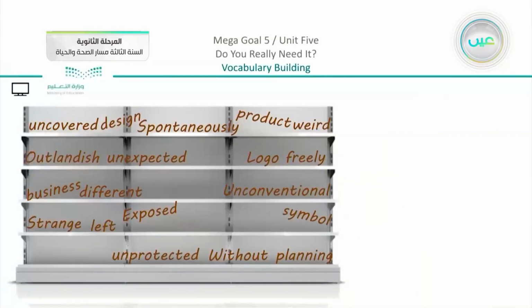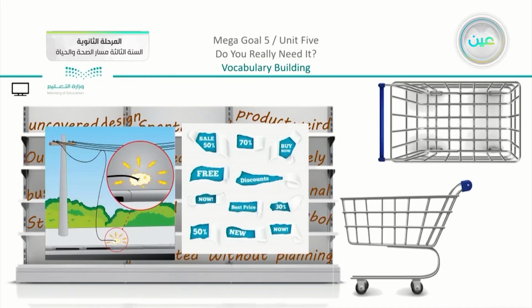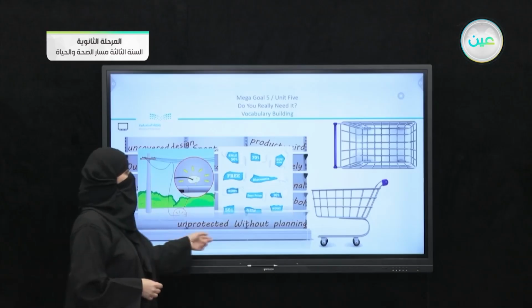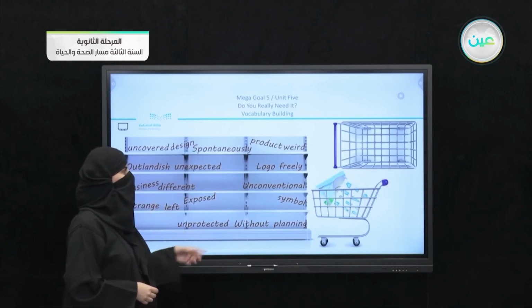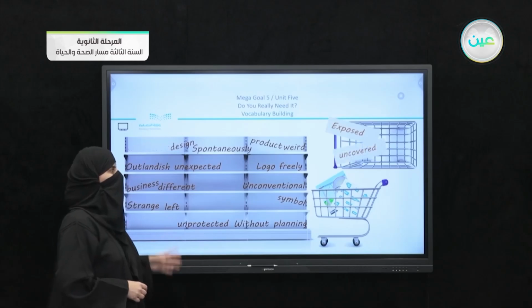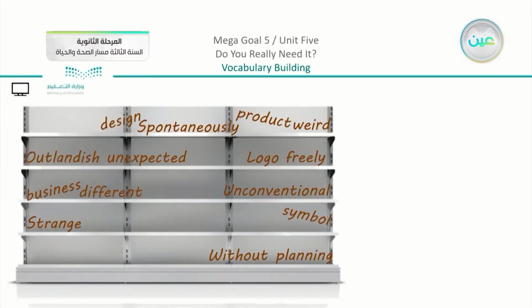Now, to shop again, we have another cart for us. The second picture, if you can recall, now when we talked about the wire here and the uncovered wire here, and what does it cause? Also, we had another picture of these advertisements, and they are also uncovered here. Now here, we can say that the basic word that we're going to shop for is exposed. We have also uncovered, unprotected, left, and we have the third word.